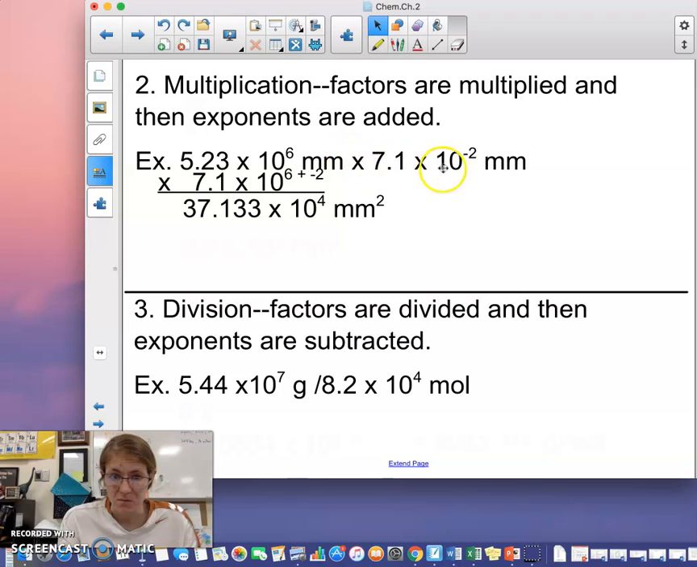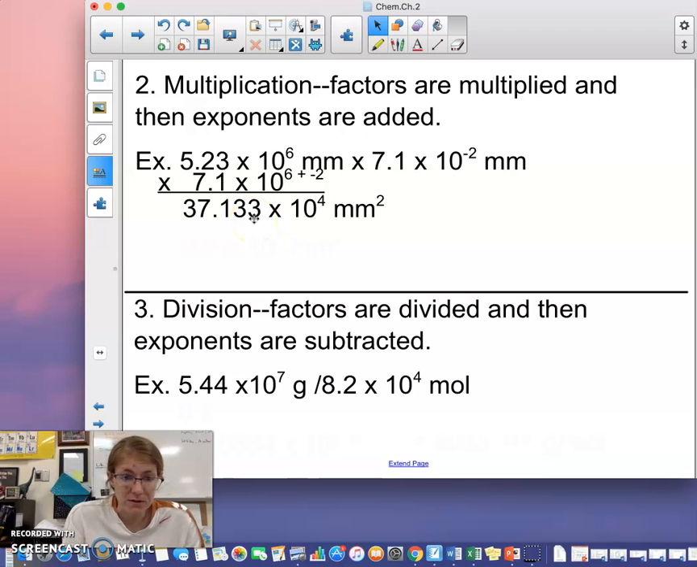millimeters squared, because I'm multiplying millimeters by millimeters, so it's going to be millimeters squared. So just watch out for those units, okay? It's not millimeters. You'd lose half credit if you just had millimeters and not millimeters squared. Okay, so I get this answer.